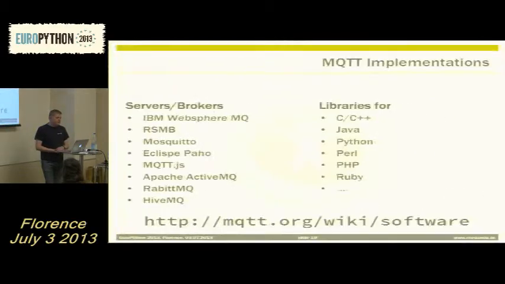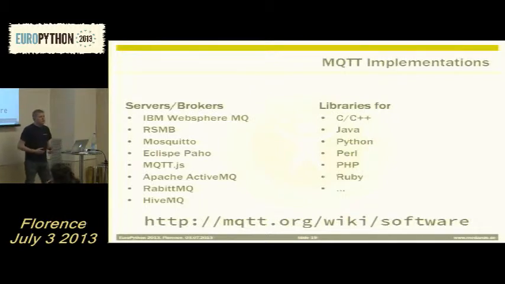So, implementations of MQTT. IBM specified MQTT, and of course they implemented the first broker and server for MQTT, IBM WebSphere MQ. But there are many other implementations. RSMB, the Really Small Message Broker. Mosquitto, which I will explain later. Eclipse Paho is a Java implementation, which also has an MQTT JavaScript client. Apache ActiveMQ supports MQTT. RabbitMQ supports MQTT messages, and HiveMQ, which is rather new, I don't really know it.